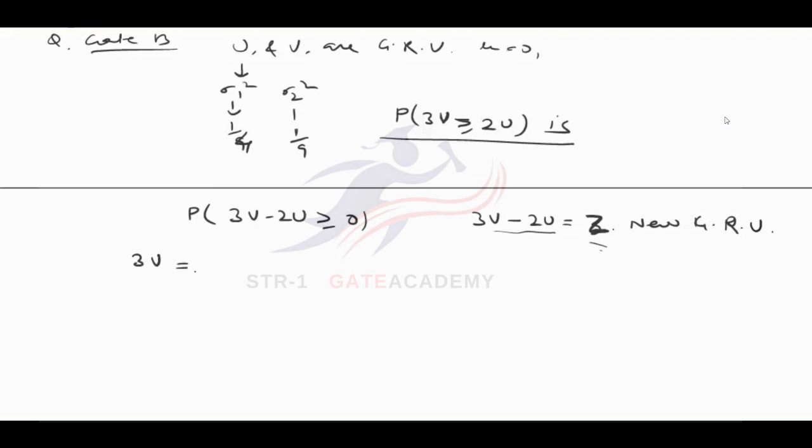3v: what is 3v? V is a Gaussian with mean 0 and variance 1 by 9. 0 is the mean. If we multiply with a scaling component, the mean is also scaled, 3 into 0, and in the case of variance, the square is multiplied, so 3 square into 1 by 9 is 1. Now the revised variance is 1.